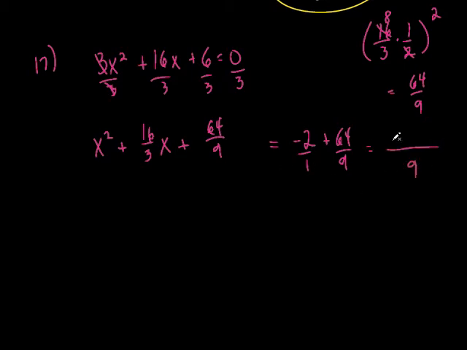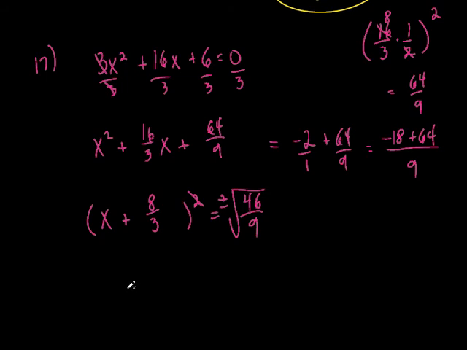Find a common denominator. 1 times 9 is -18 plus 64. This is a perfect square. x plus 8 over 3 equals, let's see, 20 would be 44, 46. 46 over 9. Yep. Square roots. Subtracting 8 thirds. x equals -8 thirds plus or minus the square root of 46 over 3. There it is.